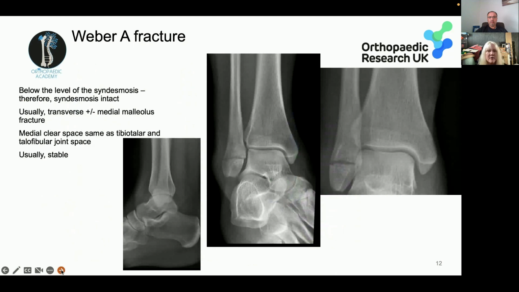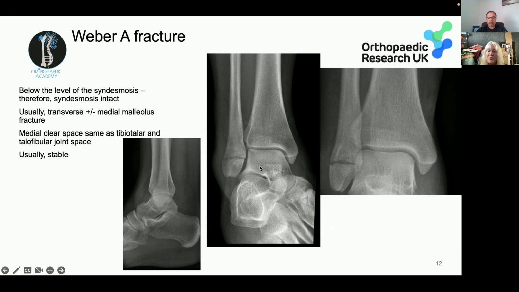So let's have a look. This is a Weber A fracture. They're usually transverse. So here's one here. Sometimes there's a medial malleolus fracture, usually a transverse at the same level. And the ligaments are usually intact. If you look at the mortise view, here it is. Our clear space is fine.